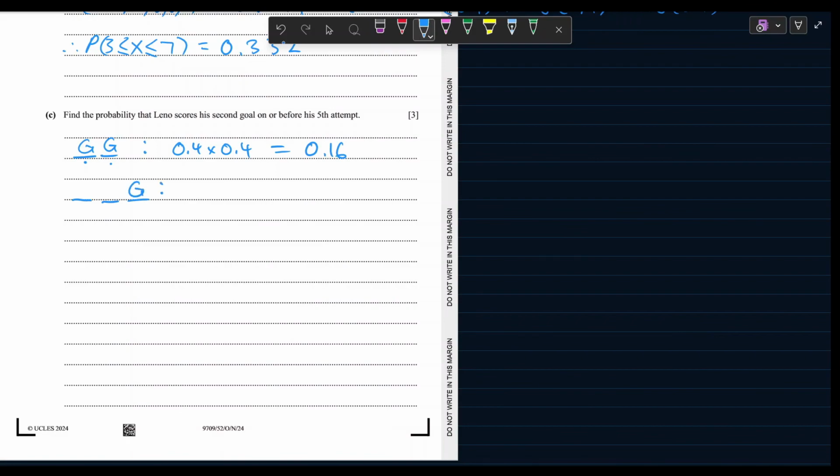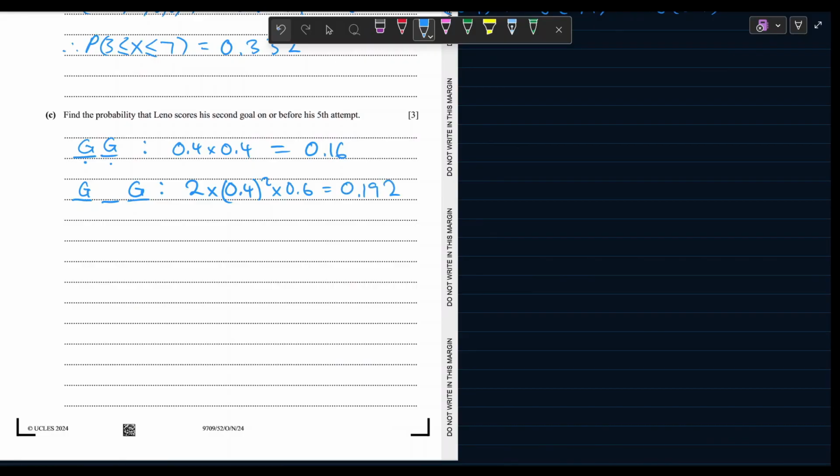And then he could also score his second goal on the third attempt. However, this means he either scores his first goal on the first attempt or the second attempt. So we have to multiply by 2. And this is going to be he's scoring 2 goals, so 0.4 squared, and he's going to miss one of the attempts, so times 0.6, which is 2 times 0.4 squared times 0.6. And that gives us 0.192.